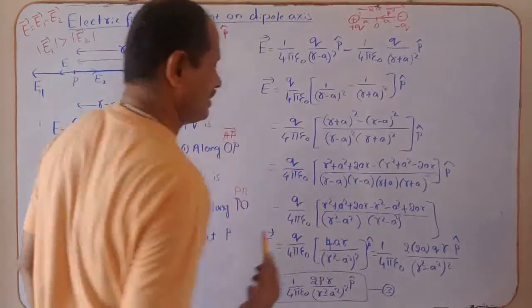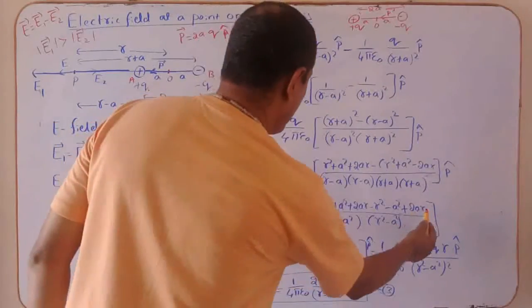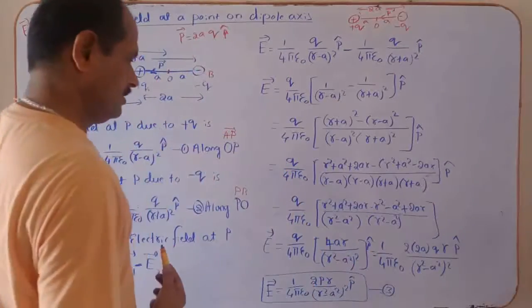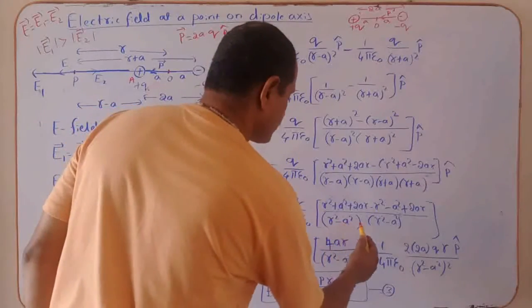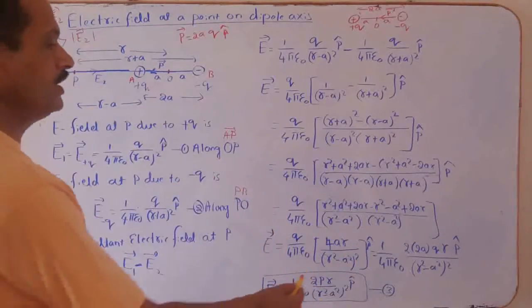Minus minus becomes plus here. Now cancel these terms. Remaining 2ar and 2ar, that is 4ar. Then (r square minus a square) into (r square minus a square), that is (r square minus a square) whole squared, into p cap.